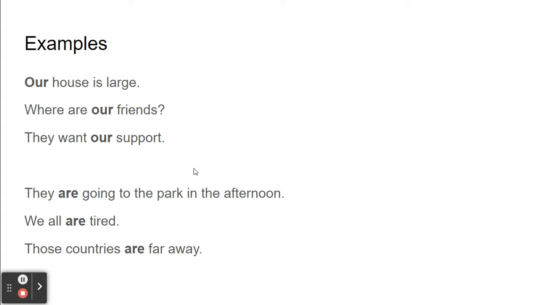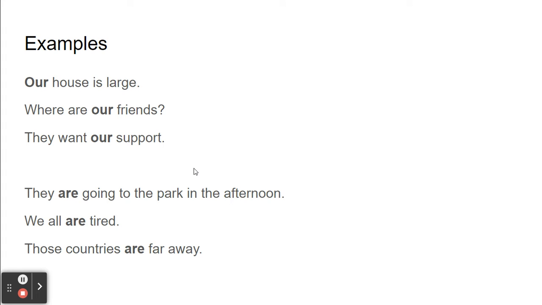Our house is large. Here we're talking about a house that belongs to us. Where are our friends? Here we're talking about friends that belong to us. And you notice here that I also have included ARE in the sentence. I'm going to show you how to use that in just a moment. And then we have they want our support. The support belongs to us, so it's our support.